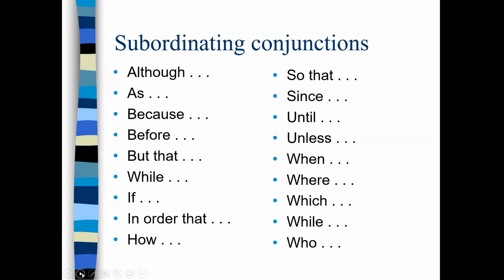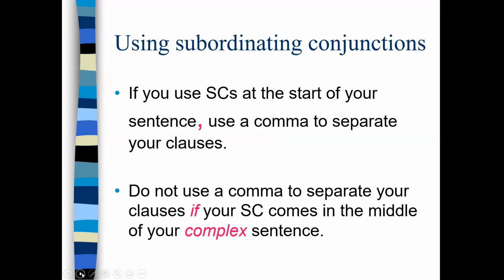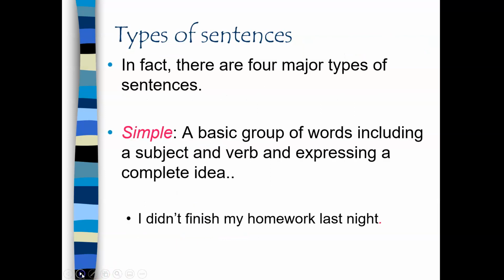Subordinating conjunctions include, there are others, but this list: although, as, because, before, etc. I'm not going to read all of them to you since you can read them yourself. If you use subordinating conjunctions at the start of your sentence, you use a comma to separate your clauses. But do not use a comma if your subordinating conjunction comes in the middle of your complex sentence. A complex sentence is when you have a dependent and an independent clause together.